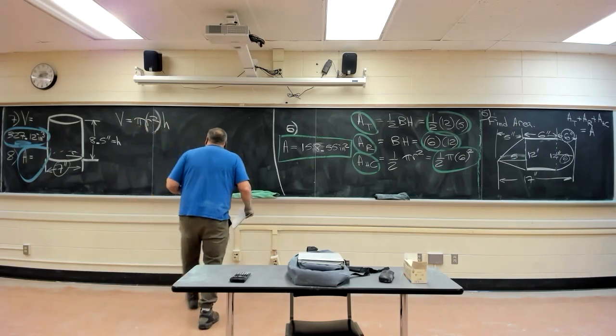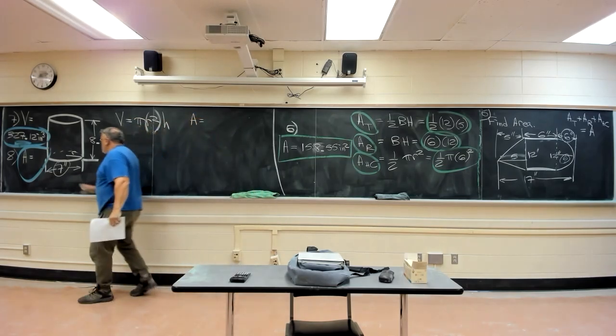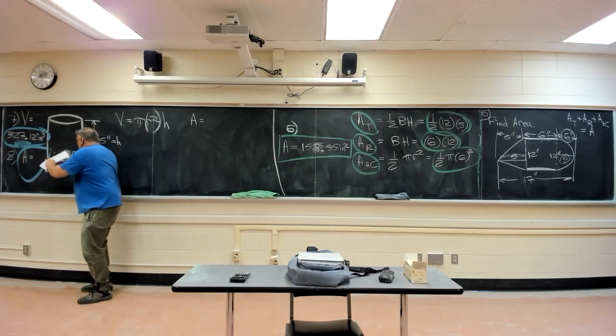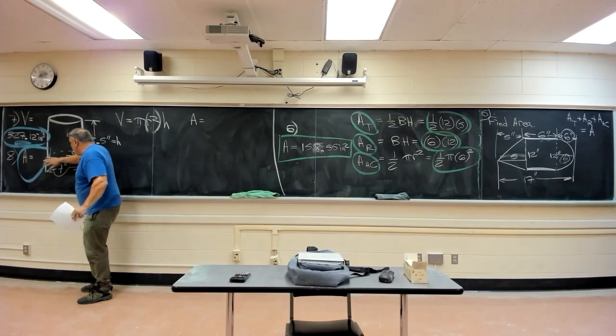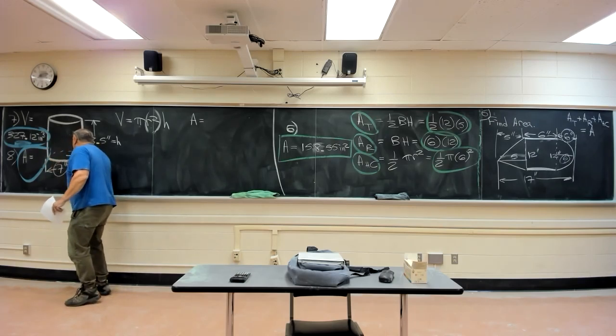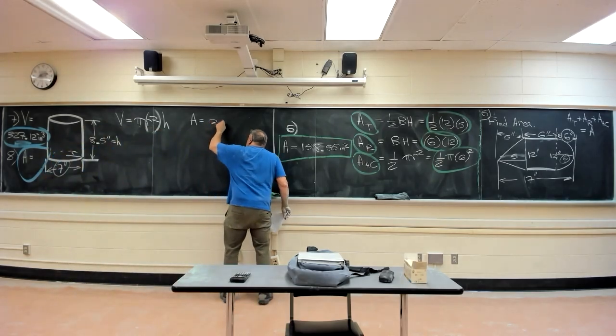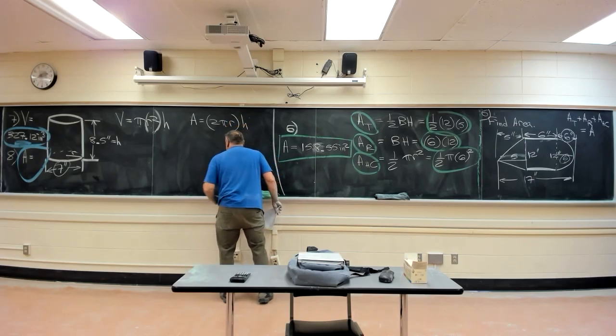For 8, if you were to cut this cylinder right here and flatten it out, its circumference would be the edge of a rectangle. So you cut this, you flatten it out, and it'd be 2 pi r times h, and that'd be the area.